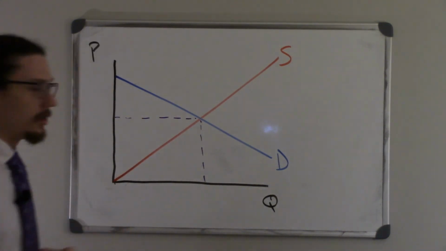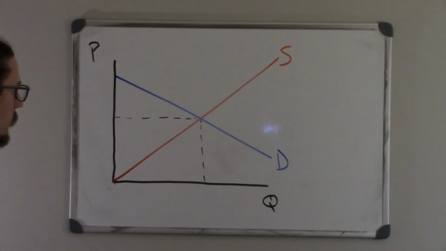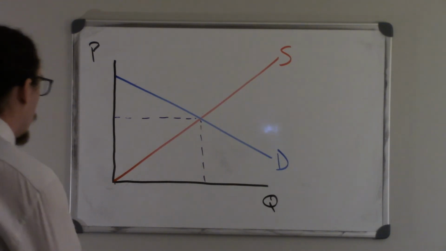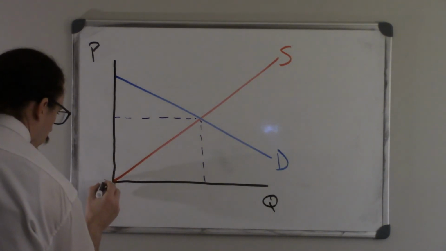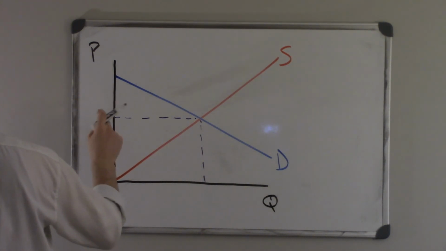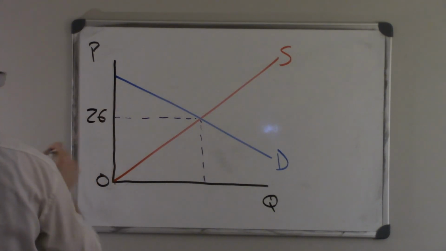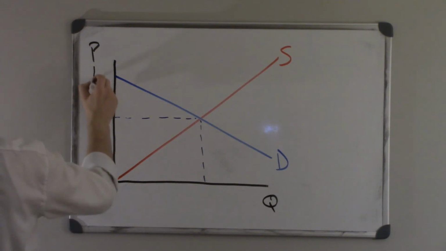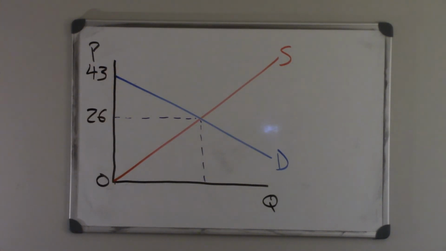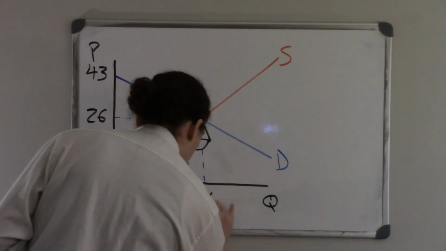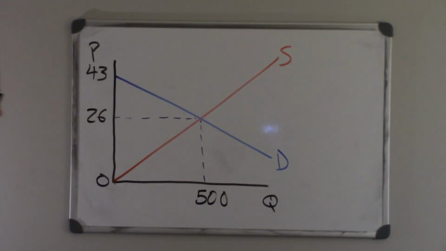In this case, we're actually going to throw some numbers in here because we're going to start doing a little bit of math. Down here, of course, this is the origin, so that is 0. Here, our equilibrium price is 26. Where our demand curve intersects the price axis, that is going to be 43. And then we'll just say that our equilibrium quantity is 50.